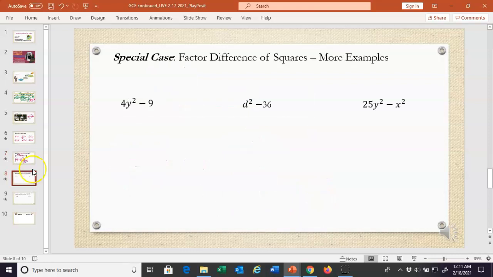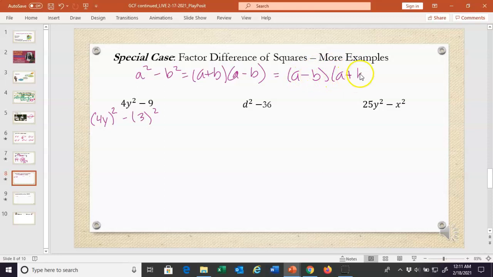So let's try some more. Step 1 is to make sure you can write it as something squared minus something squared. If you can't write it like this, you cannot use the difference of squares formula. You can also write it as a minus b, a plus b. That doesn't really matter because we're doing multiplication here. So you can think of this as one whole thing being multiplied by another whole thing. So the order will not matter.